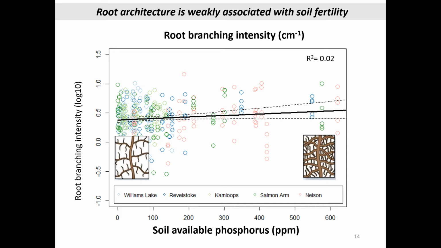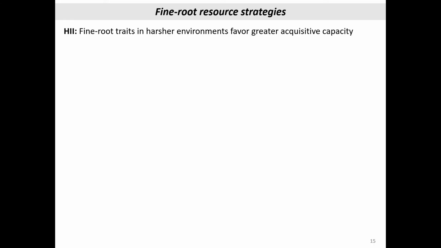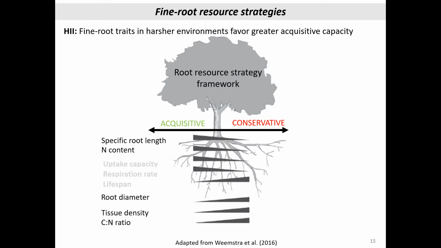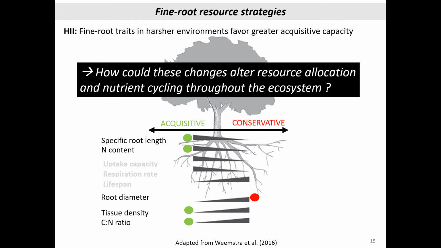All right, so the initial hypothesis was that fine root traits in harsher environments would favor greater acquisitive capacity. To address this hypothesis, I'd like to use the root resource strategic framework adapted from Weemstra. So all of the root traits that fall into this part of the diagram represent an acquisitive strategy for resources. And if they fall into this part of the diagram, they would represent a conservative strategy for resources. And as you can see, there are physiological root traits that I haven't measured, and they are in gray.